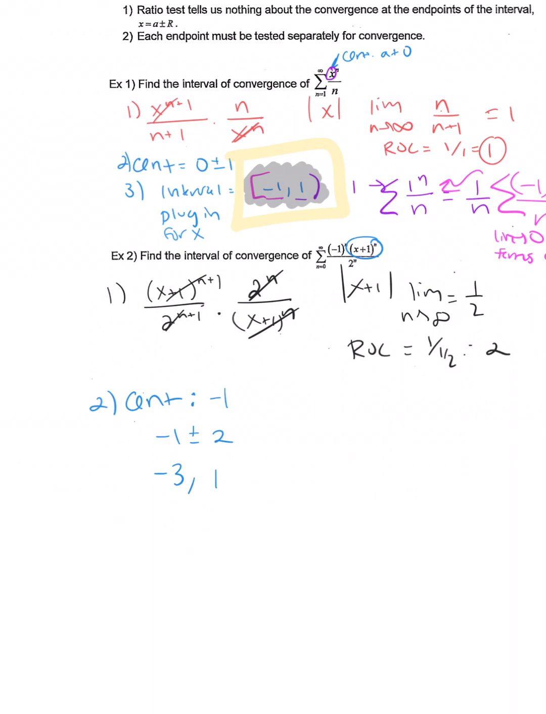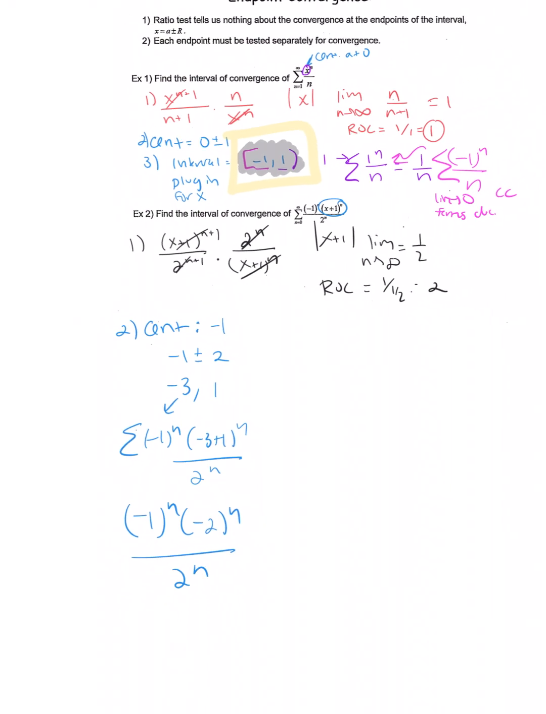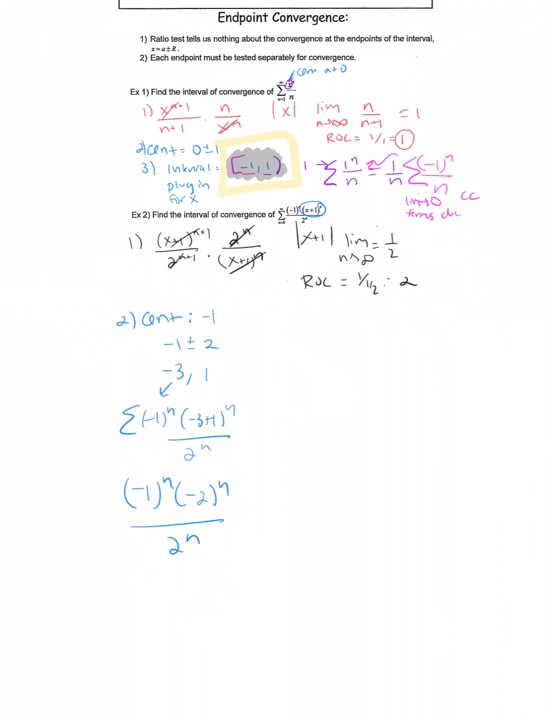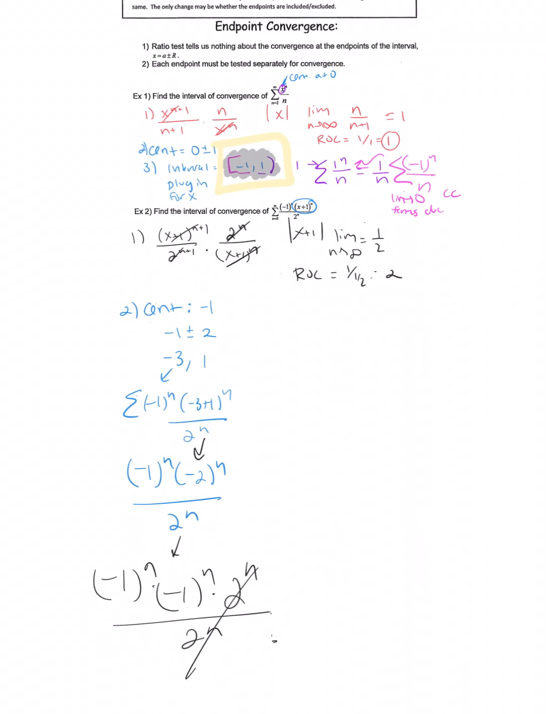We'll start with -3. When we plug in -3, we're going to have (-1)^n times (-3 + 1)^n all over 2^n. When we do this, we end up with (-1)^n times (-2)^n all over 2^n. We can split this up on top and rewrite it as (-1)^n times (-1)^n times 2^n all over 2^n. These can cancel out.